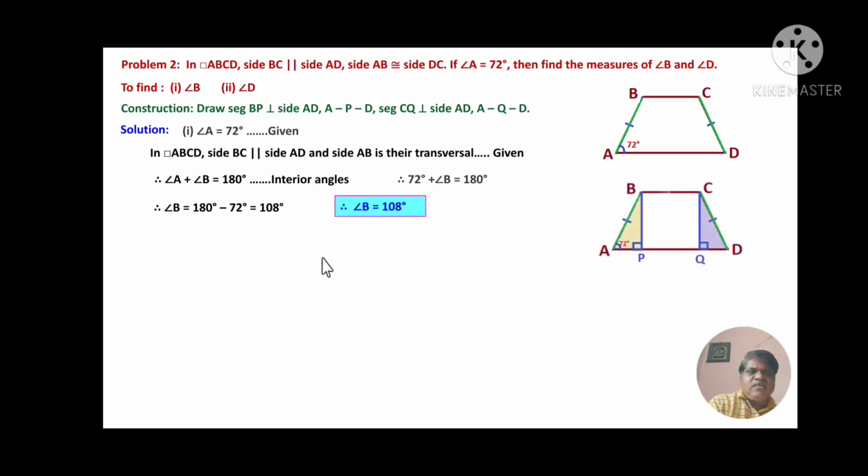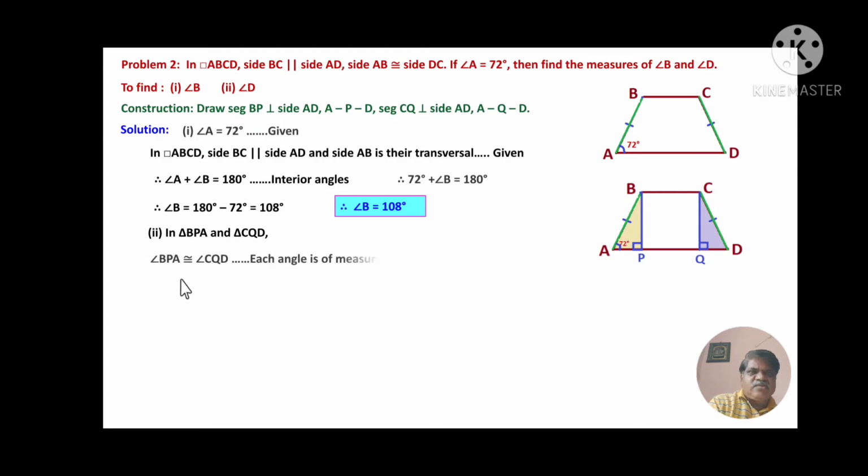Friends, now we have constructed that this BP is perpendicular to AD and this CQ is also perpendicular to AD. So we will get here two triangles, one shown with yellow color and another with purple color. Now let us show these two triangles to be congruent. In triangle BPA, which is shown with yellow color, and triangle CQD, which is purple color.